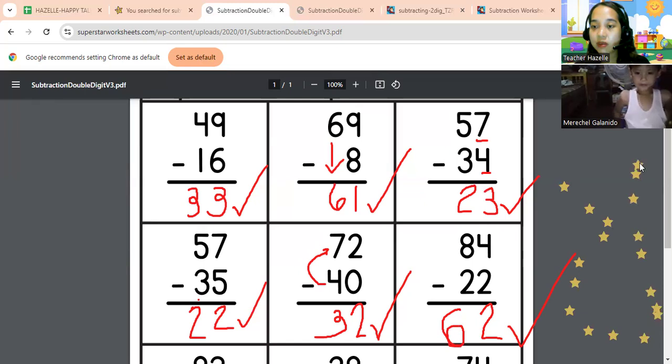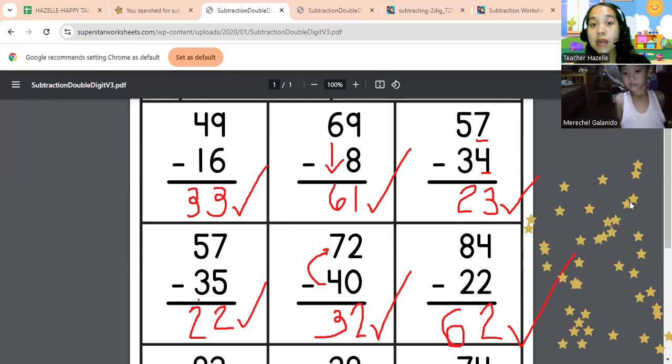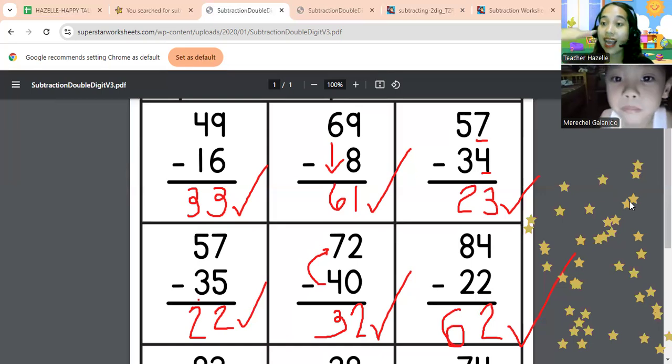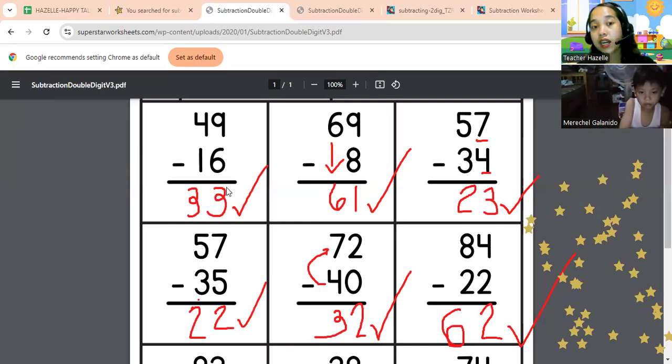Here are lots of stars for you for doing such a great job. So that's how we subtract two-digit numbers. Always remember to read the given numbers first and then start subtracting from the right going to the left. You just have to count from the number at the bottom and then from the number in the upper part. From that you'll find out how many numbers are left.